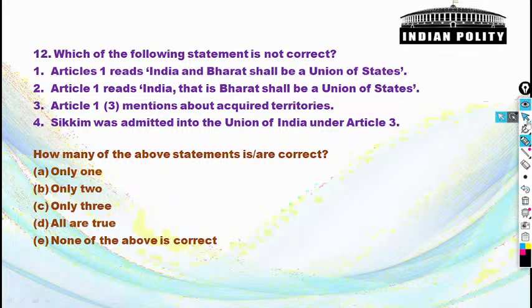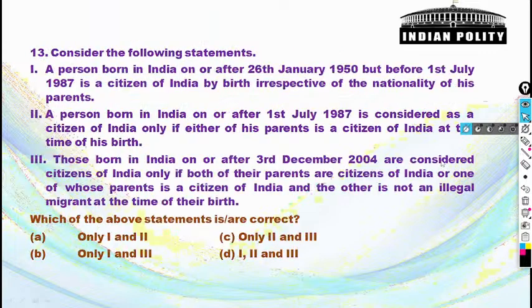Now come to question number 13. A person born in India on or after 26 January 1950 but before 1st July 1987 is a citizen of India by birth, irrespective of the nationality of his or her parents. So that is the correct one. Until 1987, citizenship was acquired solely on the basis of birth.